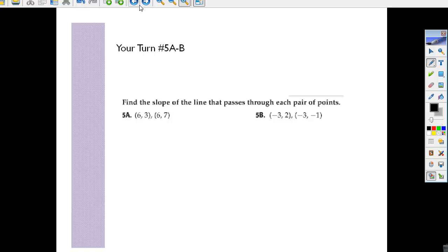So here's your turn, number 5a and 5b. Go ahead and tell me if they have a 0 slope. If you have a 0 over a number, the slope is 0. If you have a number over 0, this is undefined. And that is a 0. Okay, so go ahead and do 5a and 5b, and come back when you're done.